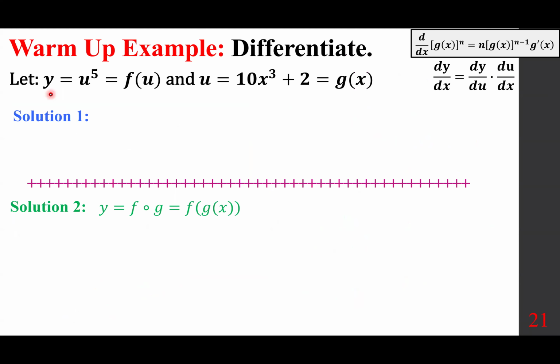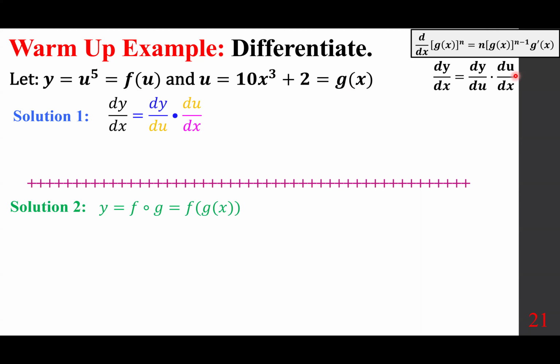Warm-up example: let y be u to the power of 5, which makes it a function of u, and let u be 10x cubed plus 2, which makes it a function of x, g of x. We want to differentiate, and we are going to use both methods, Leibniz's notation as well as the composite function. So dy/dx is dy/du times du/dx, according to the formula.